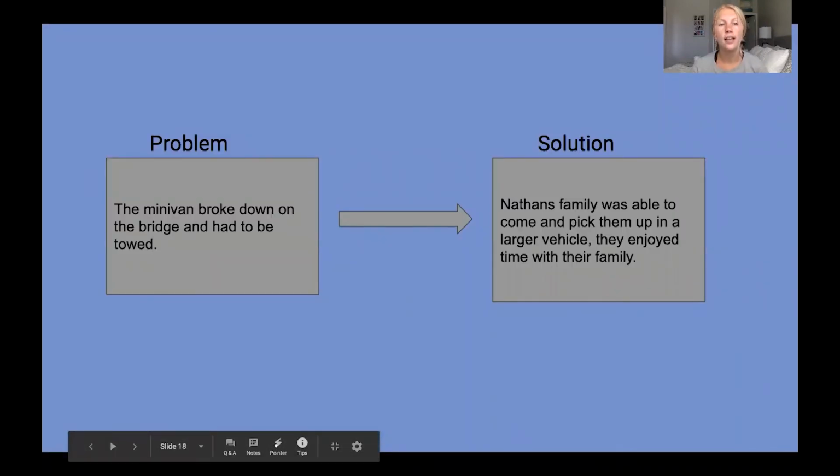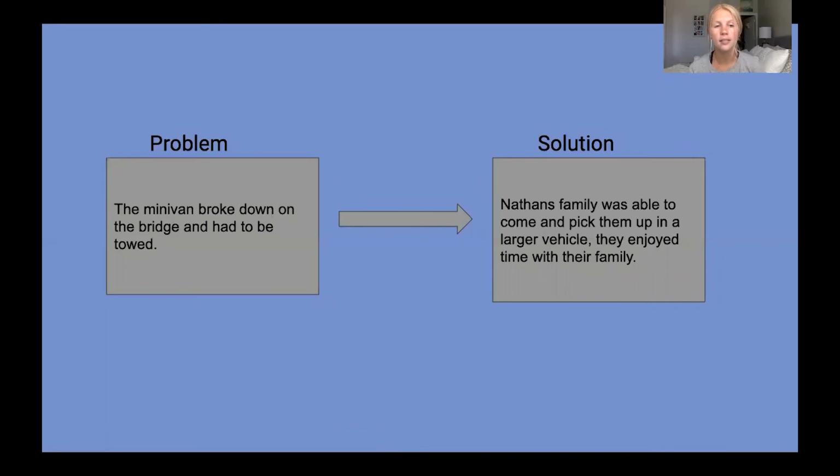All right, so for our last text, the problem was the minivan broke down on the bridge and it had to be towed. So that was our problem. The minivan broke down. What was our solution? Our solution was Nathan's family was able to come and pick them up in a larger vehicle. And they were still able to enjoy time with their family.